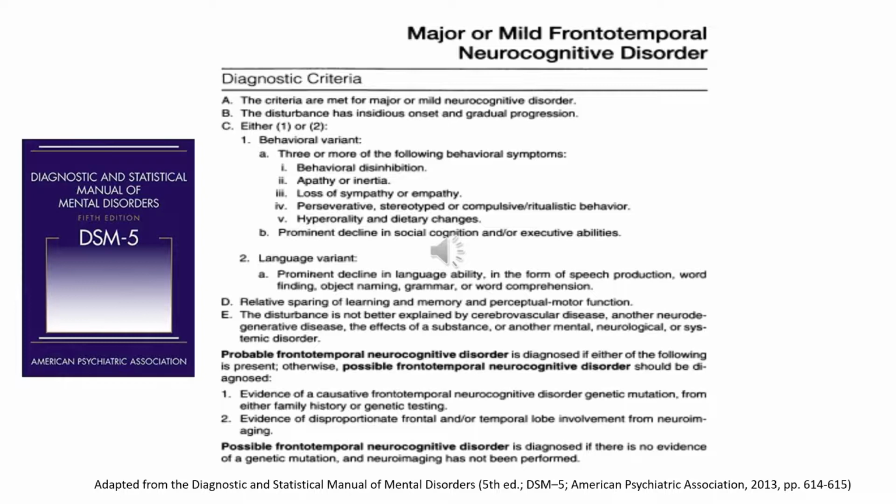For a diagnosis of frontotemporal neurocognitive disorder, referred to from here on as FND, the initial criteria for a neurocognitive disorder, featured at the beginning of this video, must first be met, namely, there has been a significant decline in cognitive function, that this decline is marked by an insidious onset with gradual progression, and 3 or more symptoms of either the behavioral variant, language variant, or both are present.